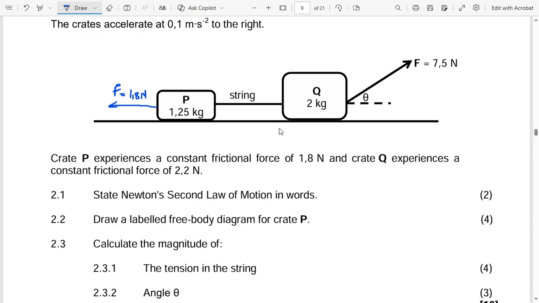So this is my frictional force, and they say the frictional force is 1.8 newtons. Then crate Q experiences a constant frictional force, which is equal to 2.2 newtons. State Newton's second law.